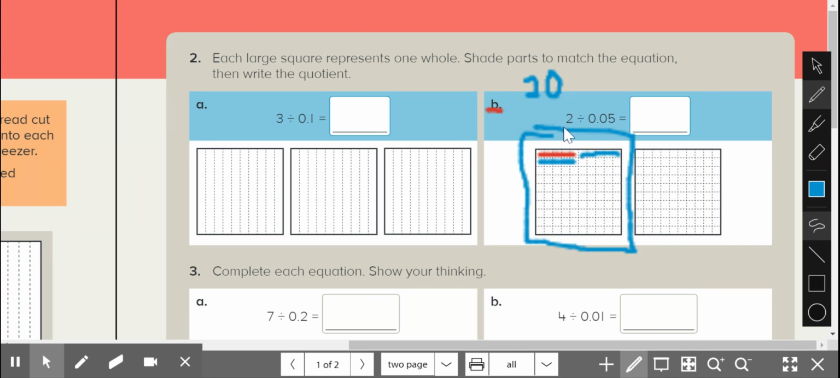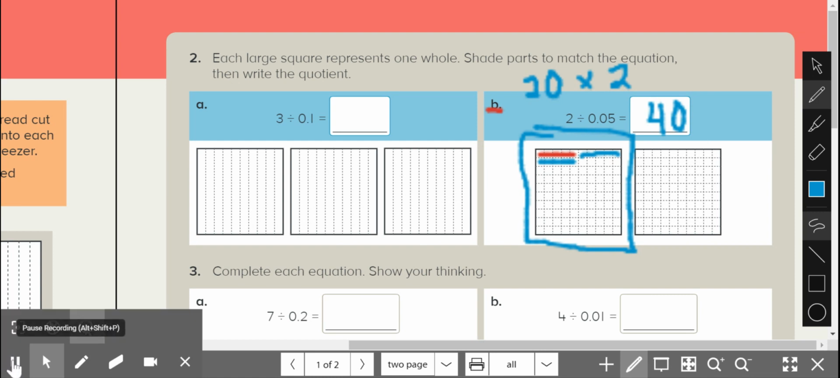Well, that's great. I know how many nickels, or 500ths, there are in 1, but how many nickels or 500ths are there in the number 2? So I'm going to take that times 2 to get my answer. So my answer for this problem is 40.